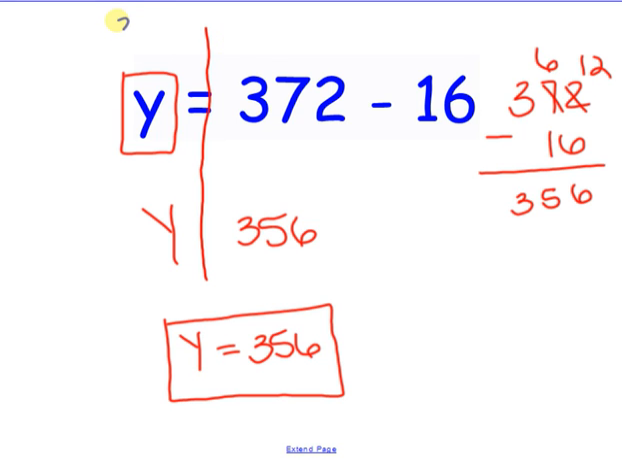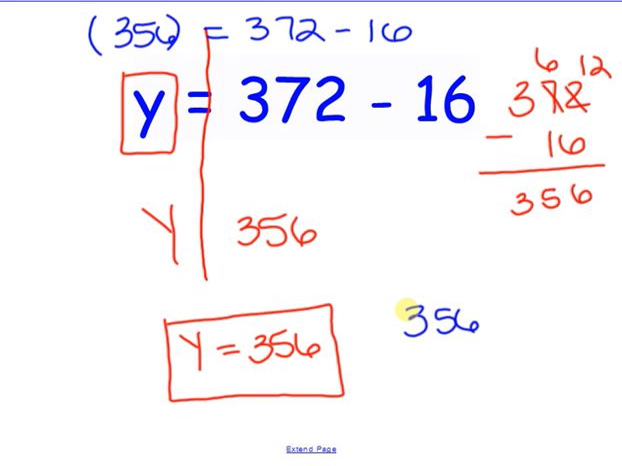So 356 equals 372 minus 16. Well, I just did 372 minus 16 right here, and that was 356. So 356 equals 356, and that works out perfectly.